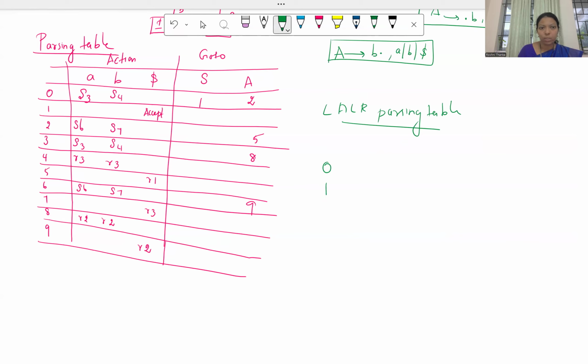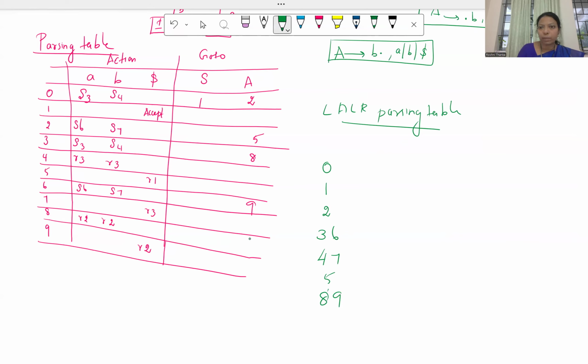State 0 is there, state 1 is there, state 2 is there, but state 3 is now merged to 3,6. And the 4th state is merged to 4,7. And 5 is there, 6 is merged to 3, and 7 is also merged to 4, and 8 is merged to 9. So only this many states are there.